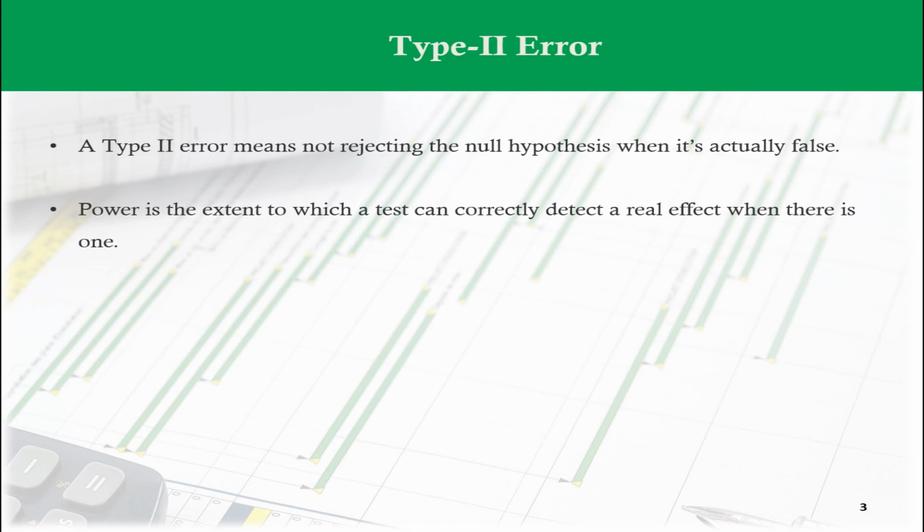Power is the extent to which the test can correctly detect a real effect when there is one. A power level of 80% or higher is usually considered acceptable. The risk of a Type 2 error is inversely related to the statistical power of a study. The higher the statistical power, the lower the probability of making a Type 2 error.